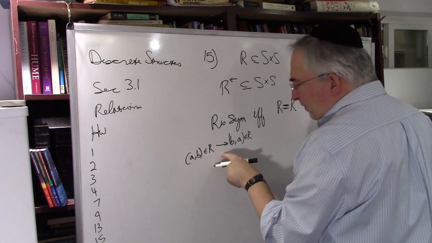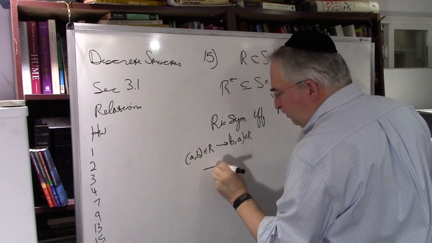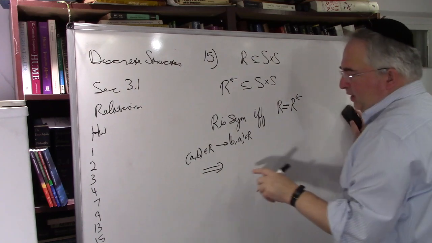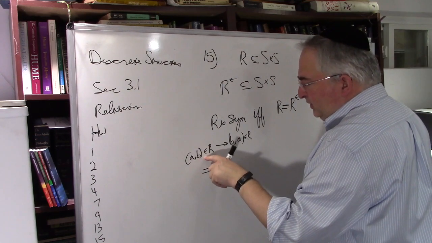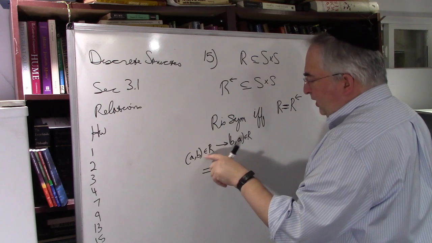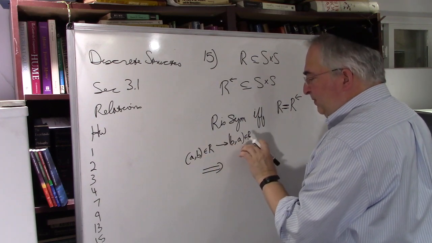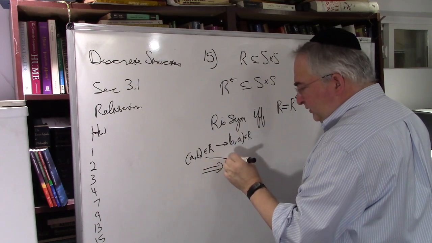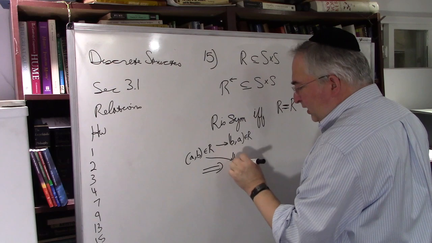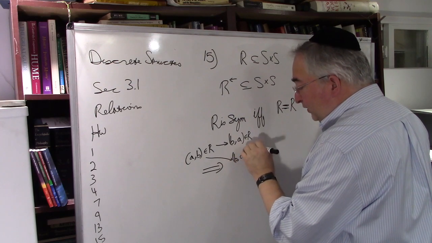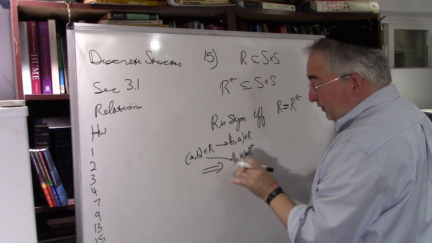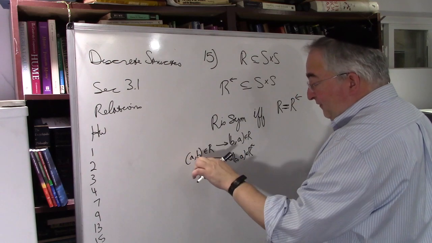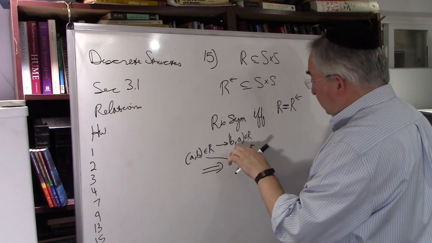Okay, if A comma B, so we're proving it this way first. What this says is, if A comma B is a member of R, then B comma A is a member of R. But this implies that B comma A is a member of R inverse. That's what the definition of R inverse is. Take the elements, swap them. So look what it says. If A comma B is a member of R, that implies that B comma A.